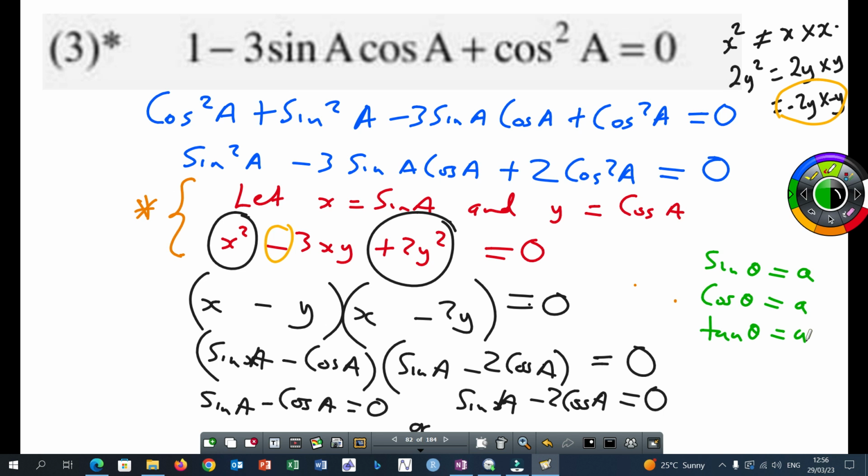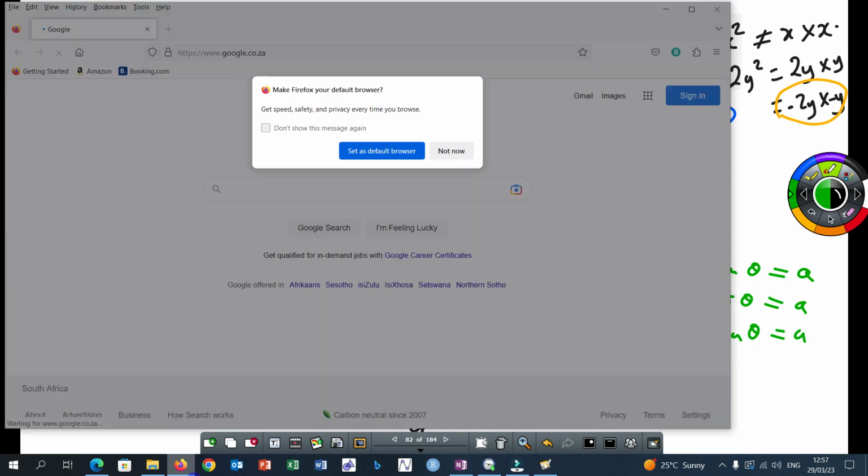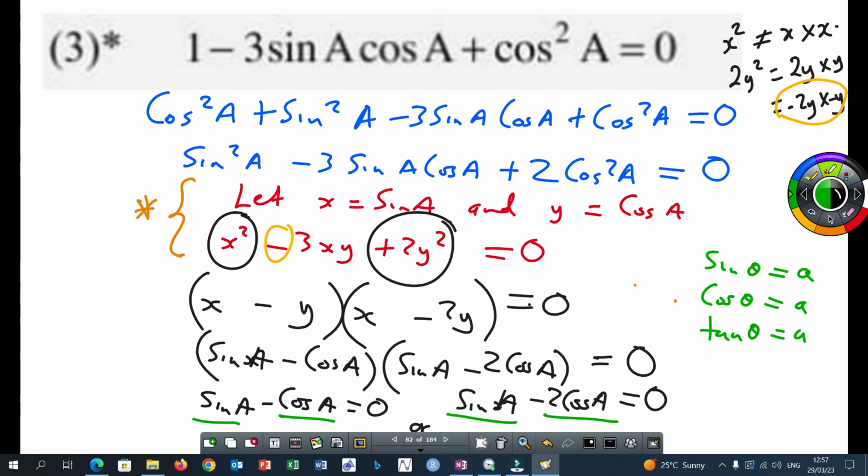Are you following? You see here, you have got sine A, you have got cos A. None of them is squared. We have sine A here, we have got cos A. None of them is squared. Now, we can't carry on when we have got 2 trigonometric ratios in one equation, like this.